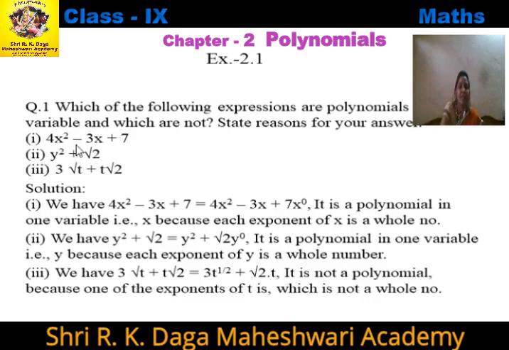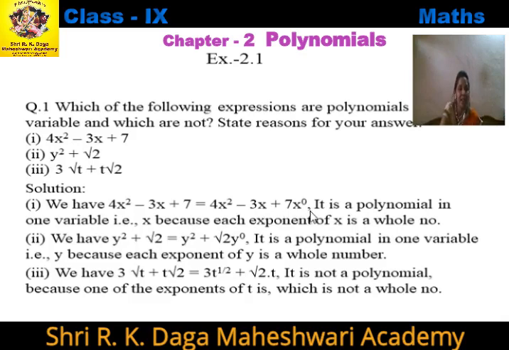First is 4x square minus 3x plus 7. We have 4x square minus 3x plus 7. We can write this in the form 4x square minus 3x plus 7x to the power 0, because x to the power 0 is 1. It is a polynomial in one variable, that is x.